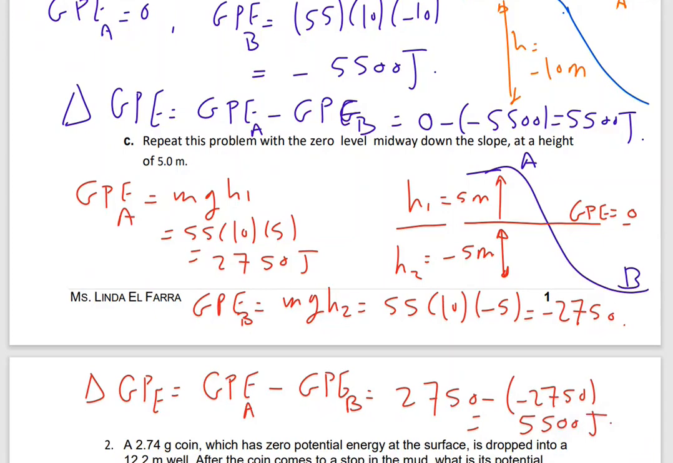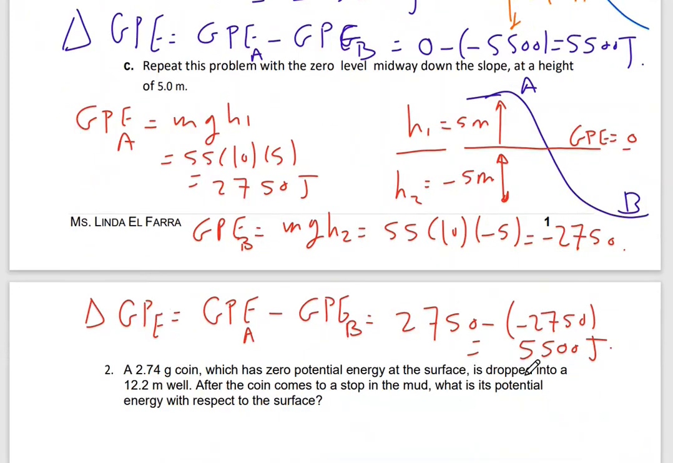You see, it doesn't matter where we set our zero level, I will always get the same value for the change in gravitational potential energy.